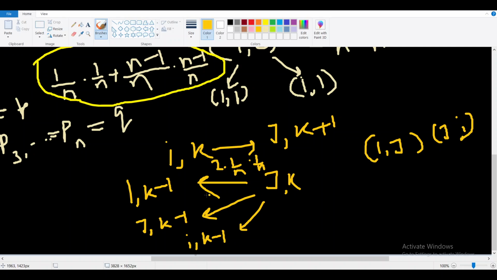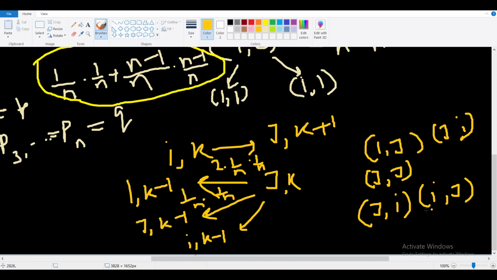The probability of staying at j comma j is 1 by n into 1 by n. This will only happen when we get something like j comma j, and the other case could be anything other than these configurations. One value is j, and the other value is i, where i could be any of the n minus 2 values. So this is n minus 2 by n into 1 by n and into 2. This is the transition state from anything to j comma k.